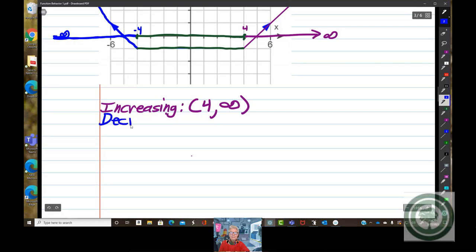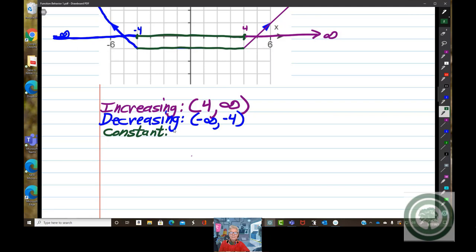Decreasing from negative infinity to negative 4. And constant from negative 4 to 4. And so the x-axis is where we make a map to tell people where to go to maybe work on the track. Well, go fix the track between negative 4 and 4. Any discussion or questions?